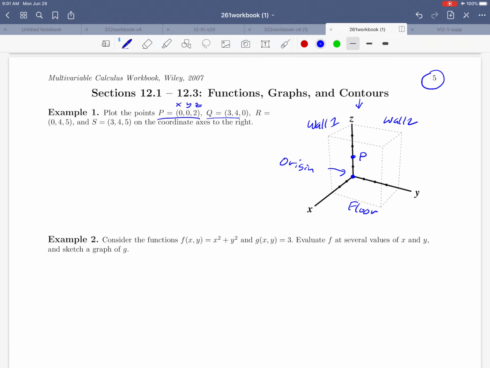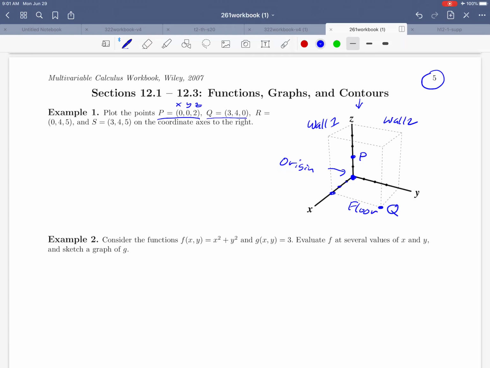Moving on to Q, where would that point be? (3, 4, 0). This time we want to move 3 units out on the x-axis, so 1, 2, 3, and then 4 units on the y-axis. That's going to put us here, and then we're not going to move up at all on the z-axis, so there's where Q is. (3, 4, 0) is sitting on the floor, but it's away from this corner of the room at the origin.